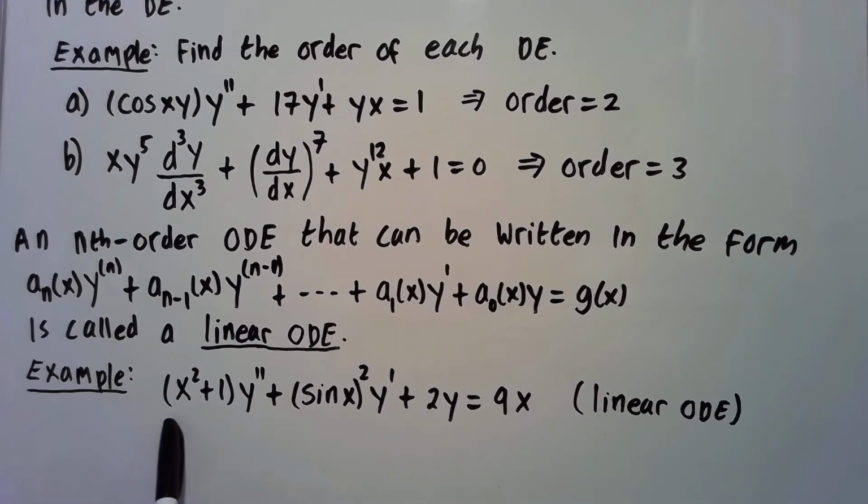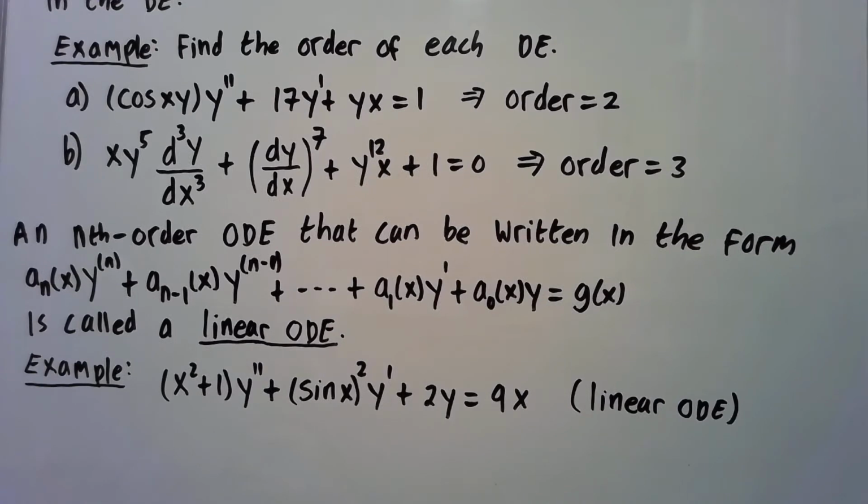Okay, here's an example. So (x squared plus 1) y double prime. The x squared plus 1 is a function of x, so that's the coefficient. Basically, the coefficient in front of the y derivatives needs to be a function of x. So the x squared plus 1 is a function of x times y double prime, and then sine x squared is a function of x times y prime, plus 2 times y equals 9x. That would satisfy the conditions of a linear ordinary differential equation.